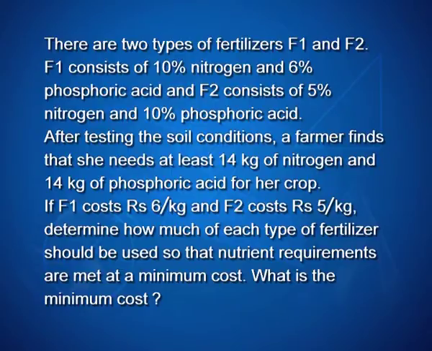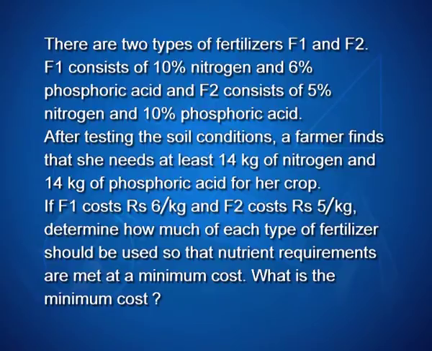F1 consists of 10% nitrogen and 6% phosphoric acid, and F2 consists of 5% nitrogen and 10% phosphoric acid. After testing the soil conditions, a farmer finds that she needs at least 14 kg of nitrogen and 14 kg of phosphoric acid for her crop.